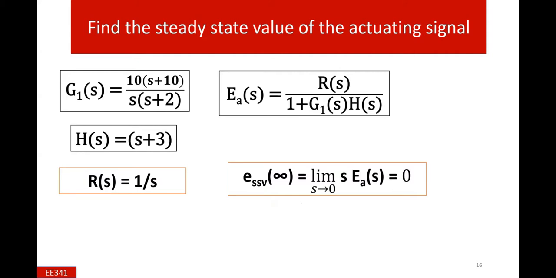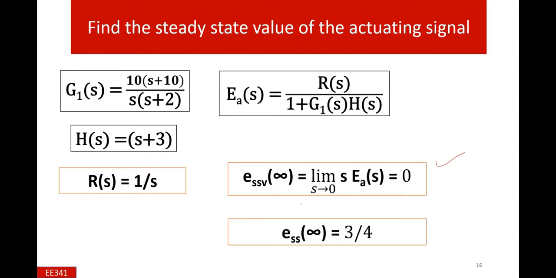If we apply these values, we find that the steady state value for the actuating signal is equal to 0, but we find that the steady state error is equal to a constant. So this is the difference between the actuating value and the steady state value. Hopefully this will be helpful to describe different types of systems, especially the non-unity feedback systems.